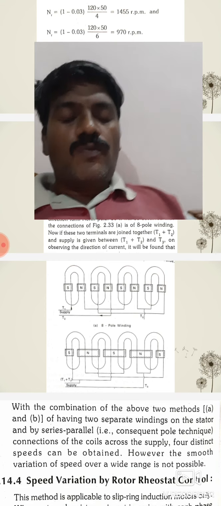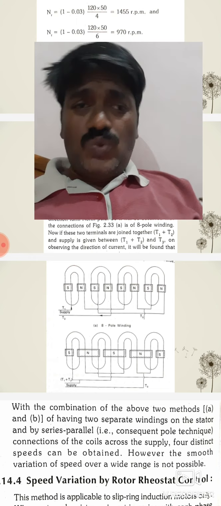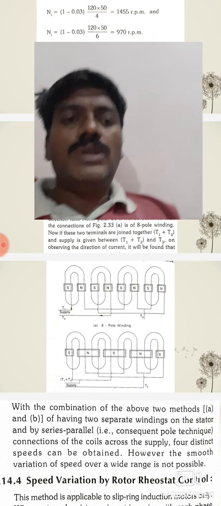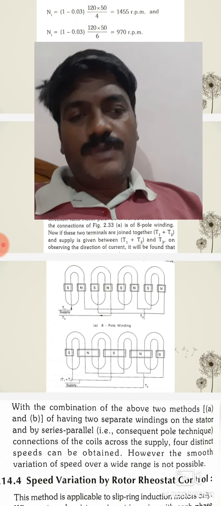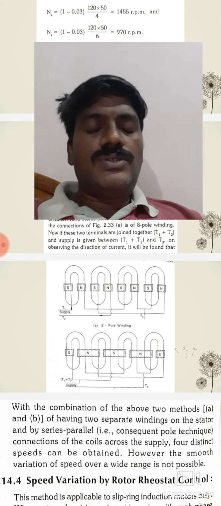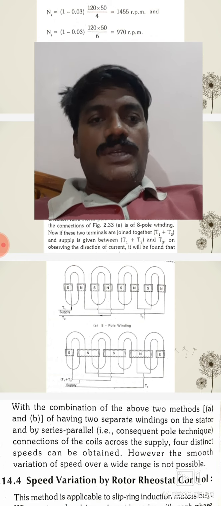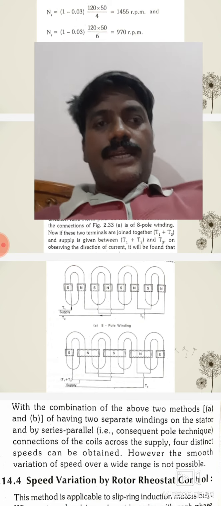By changing the number of poles, we get only two specific speeds. We won't get a very smooth variation in the speed control, right? So this is from the stator side, and next one is from the rotor side.